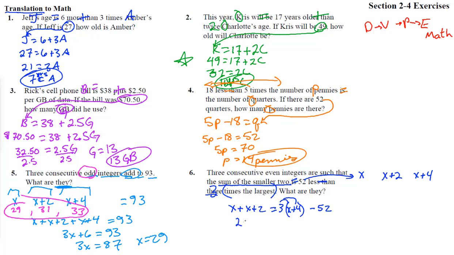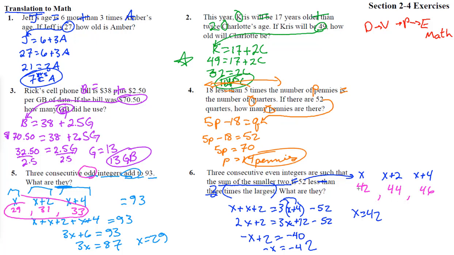Distribute that, and we get 2x plus 2 equals 3x plus 12 minus 52. Subtract 3x over here, and we get negative x plus 2 equals 12 minus 52. That's a negative 40. And subtract 2 over, we get negative x equals negative 42. So that means x is 42. So if x is 42, then the next one up is 44, next one up is 46.